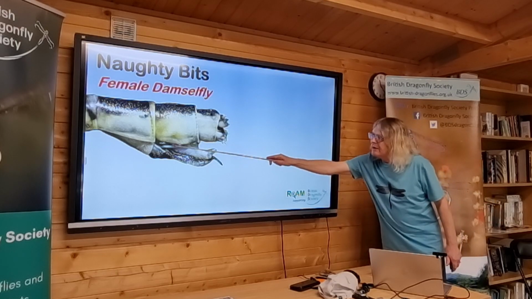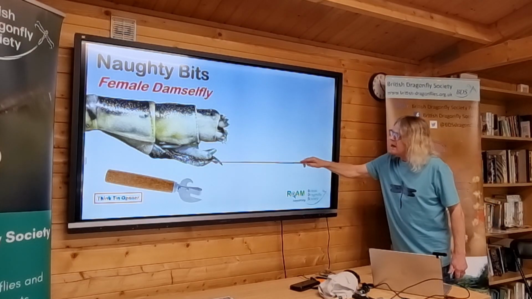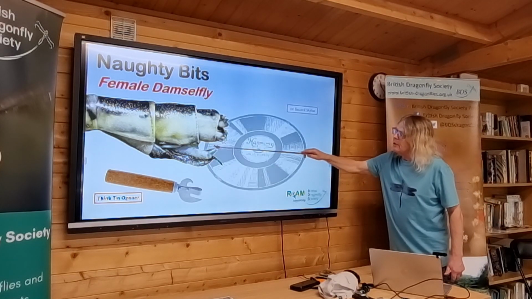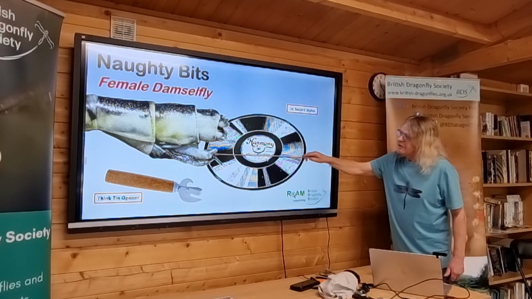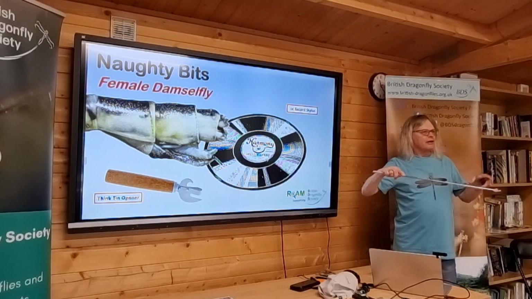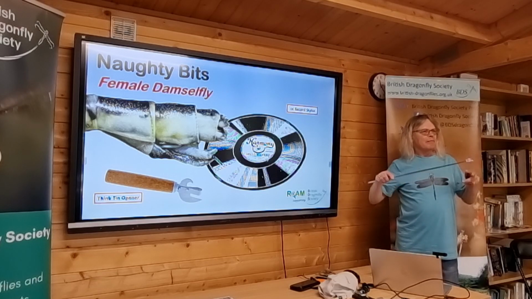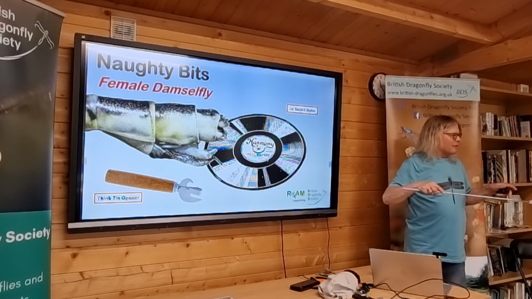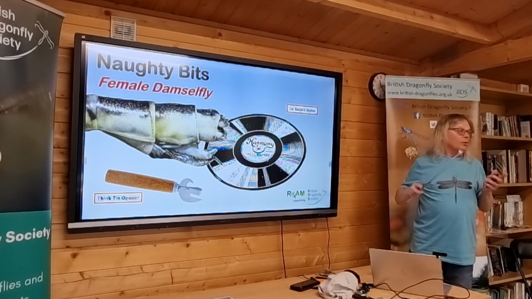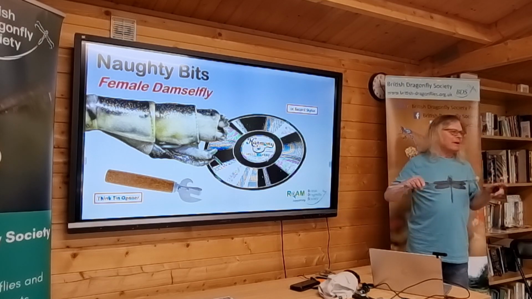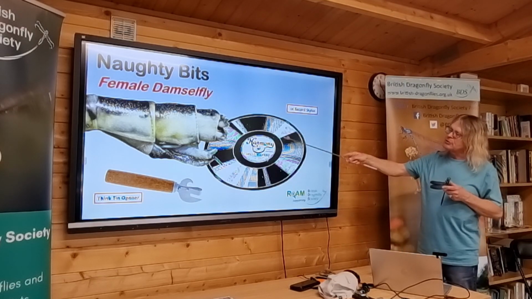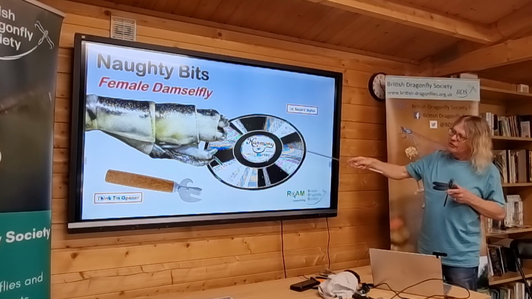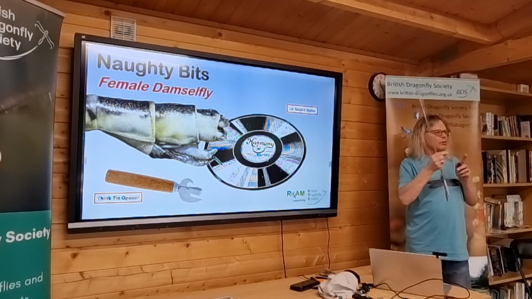All female damselflies have what's known as a true ovipositor, which cuts into vegetation and plants to enable them to lay their eggs in plants. It's called endophytic oviposition. It means laying the eggs within the plant. And all eggs of damselflies that have ovipositors are cylindrical shapes. They all lay cylindrical eggs.